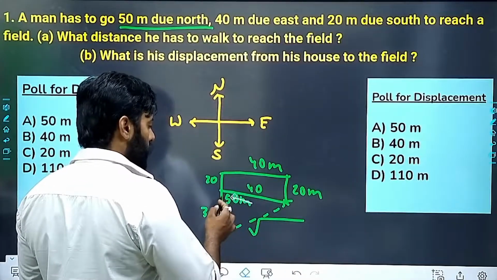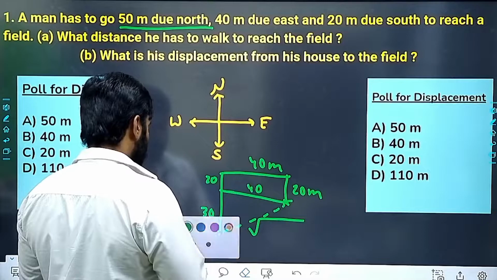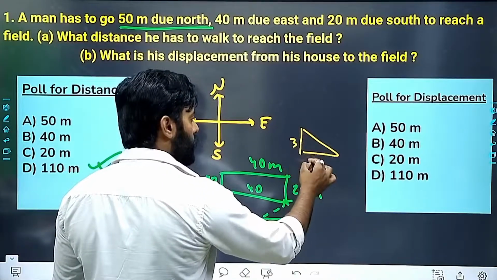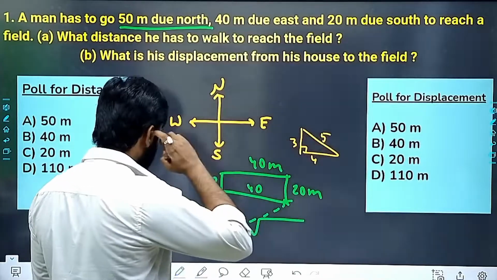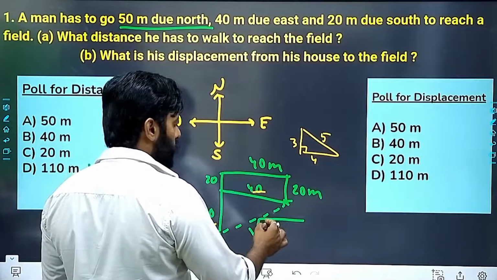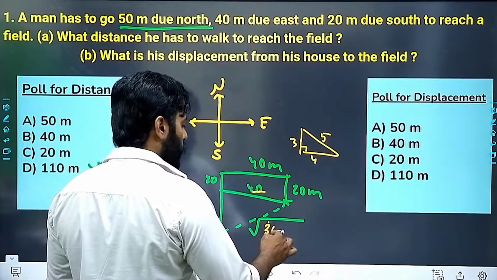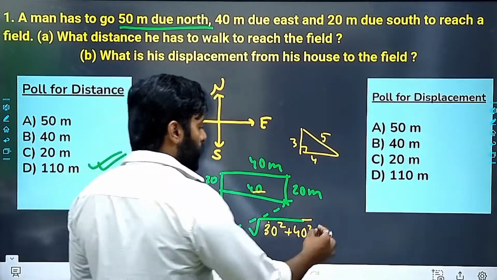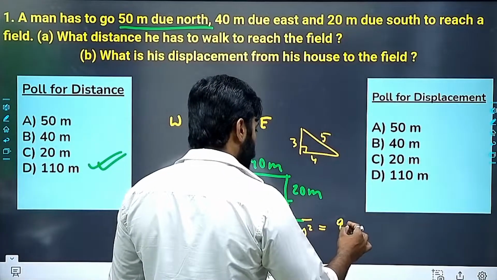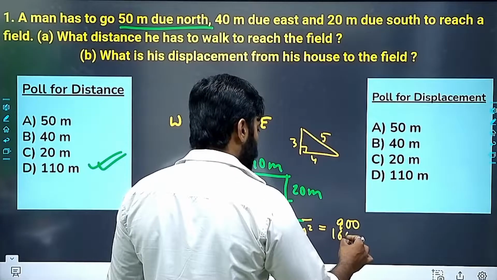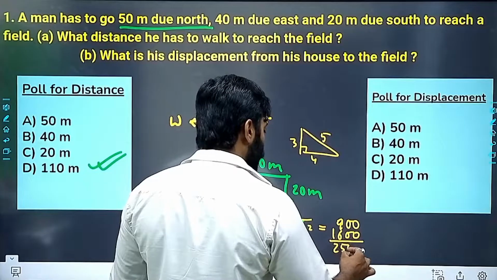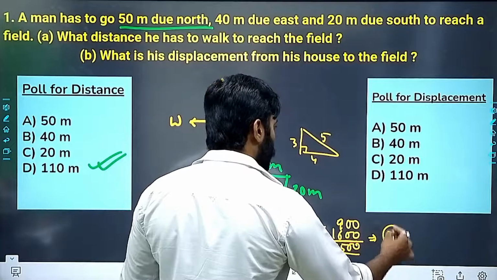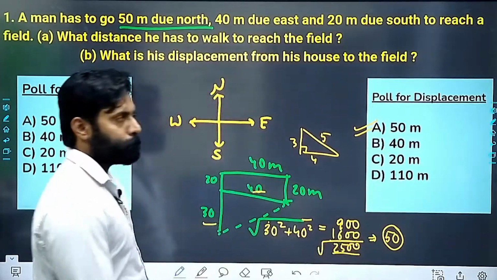I hope that you know that 3, 4 and 5 are the triplets. If this is 30, this is 40, this will be 50, right? But still, if you want to calculate, you can easily calculate this. 40 square plus 30 square. So that will be 900, 1600, so 2500. And when you calculate the root of this, it will be 50. So 50 is the answer.